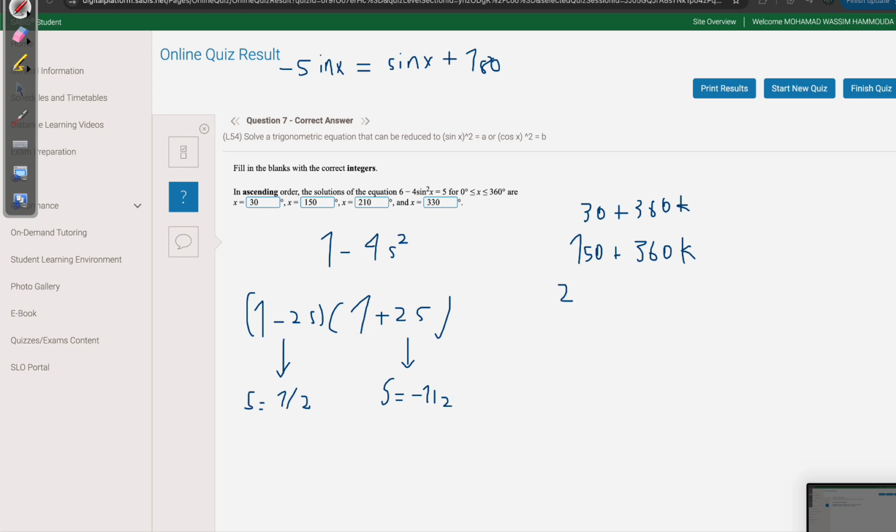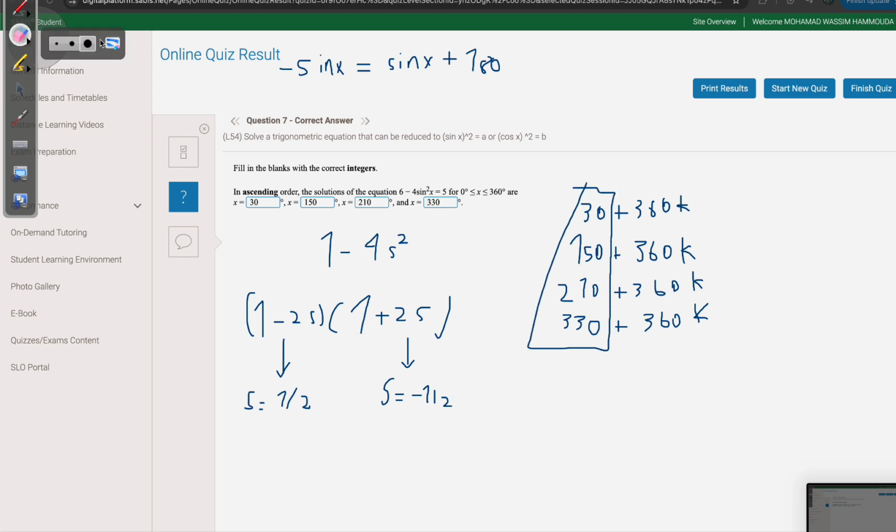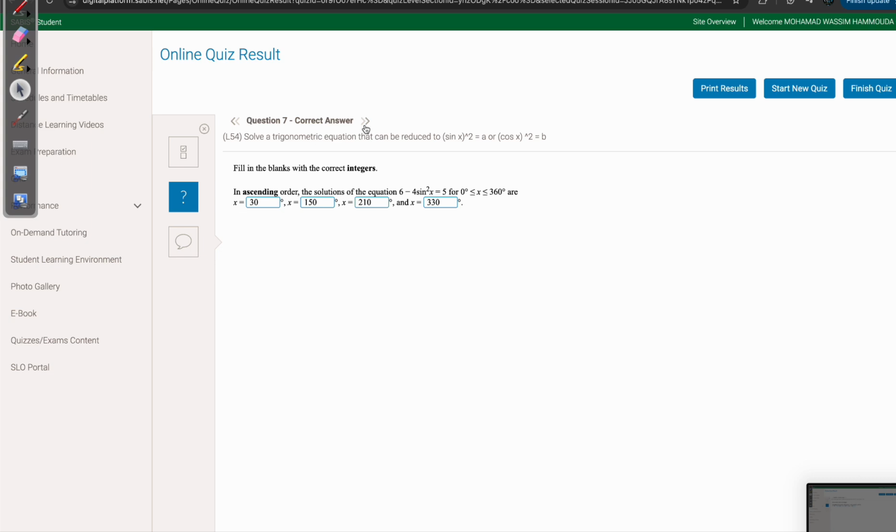So 210 plus 360k and 330 plus 360k. And if we substitute k by 0, it will get us out of the domain, so we're just going to put these four answers. So that's it for number 7. Let's move on to number 8.